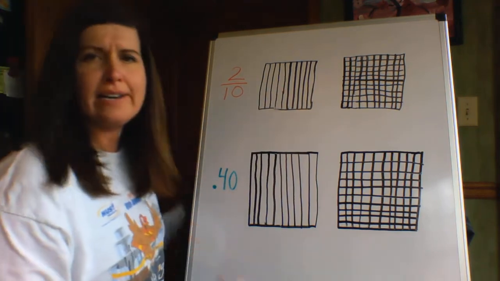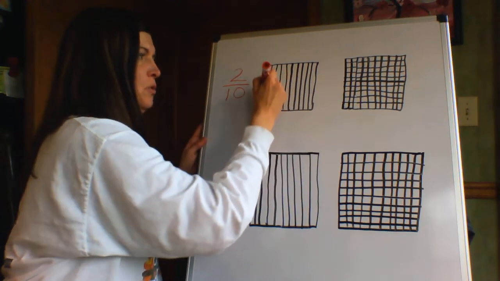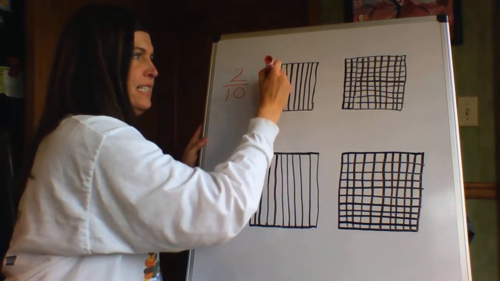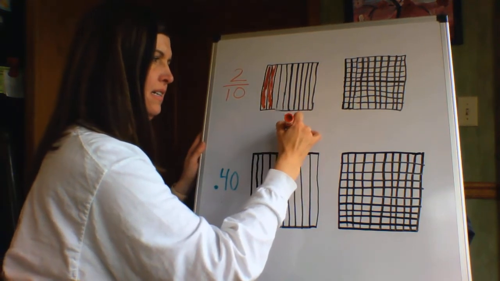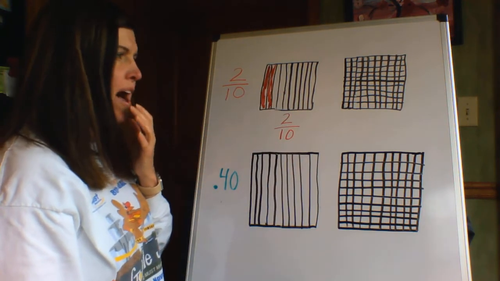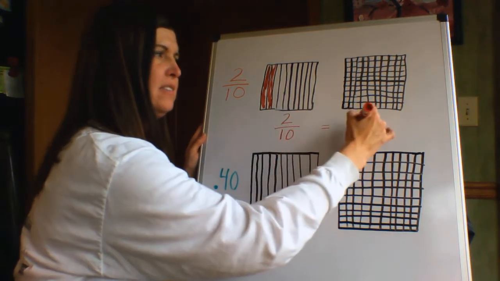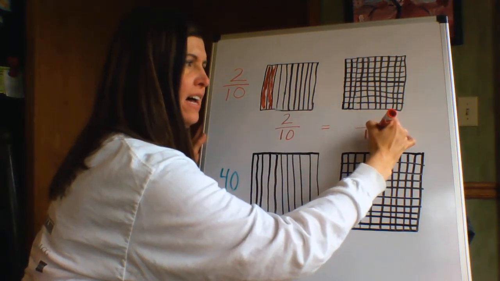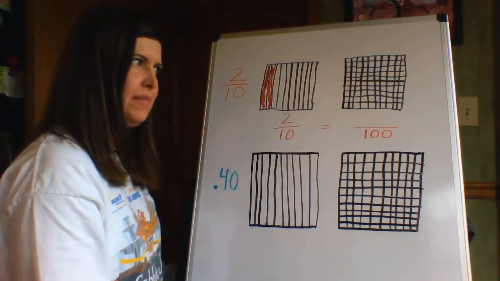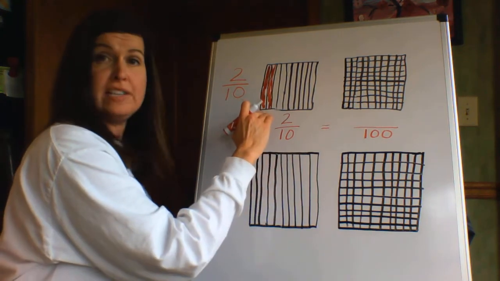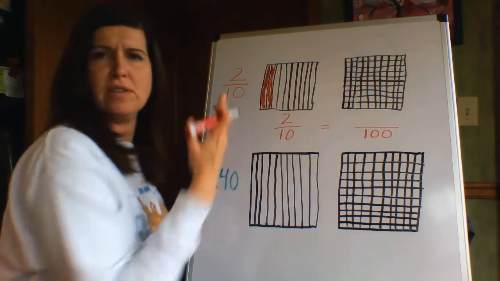So the first thing I'm going to do is color in to show that fraction, which is 2/10. So I'm going to color in 2 out of the 10 pieces and show 2/10. Now I need to figure out how I can show 2/10 on my hundredths. How do I show that using hundredths? So what I could do is color in this model the exact same amount that I did in this model. So let's try that first.